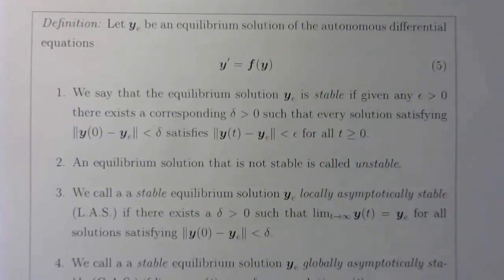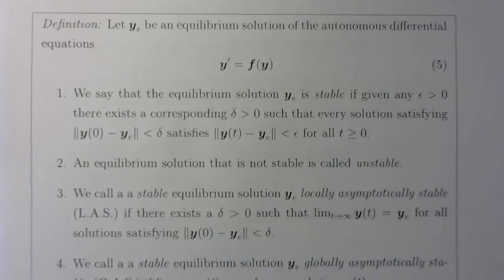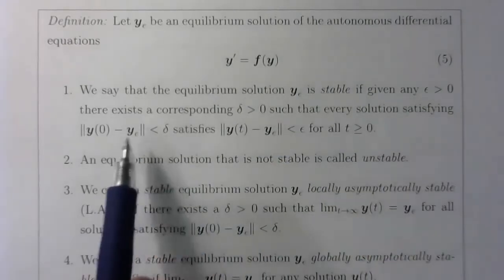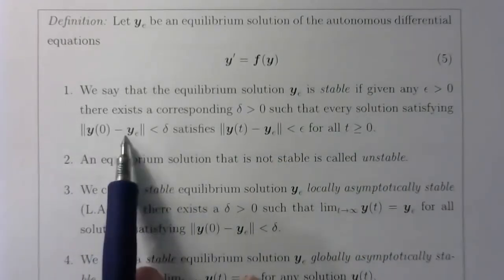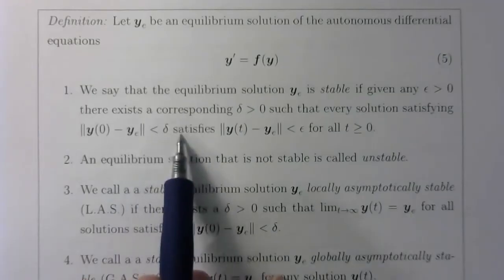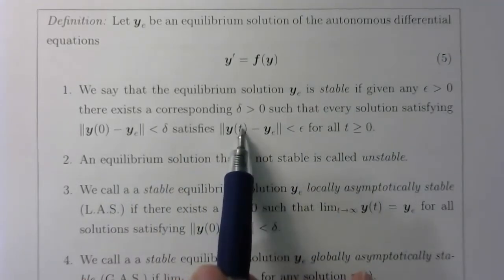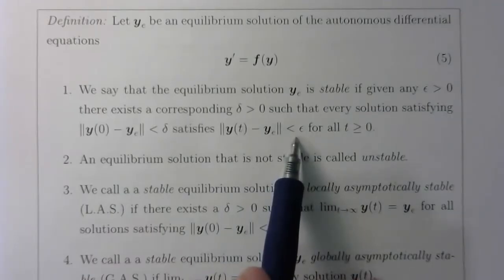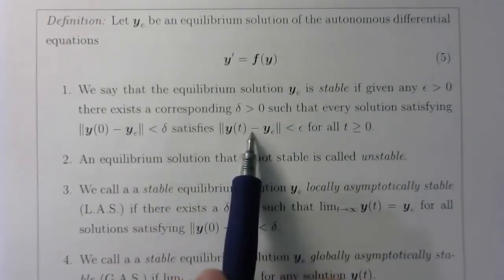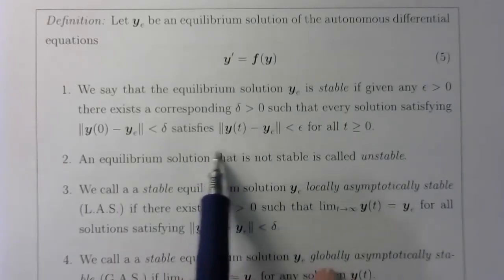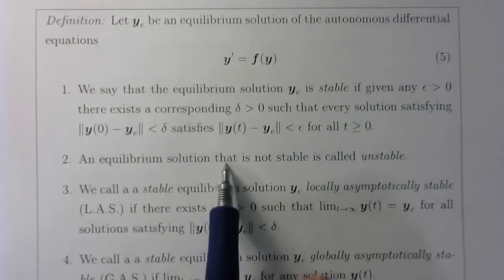Here are some more definitions. We have an equilibrium solution to this autonomous differential equation. We say that it is stable if for every epsilon there exists a delta, so that every solution that starts within delta of an equilibrium satisfies the fact that it never gets, for any t, more than epsilon away from the equilibrium. It's the exact same definition that we have for the scalar case, but now we have norms instead of absolute values, right? If it's not stable, it's called unstable.